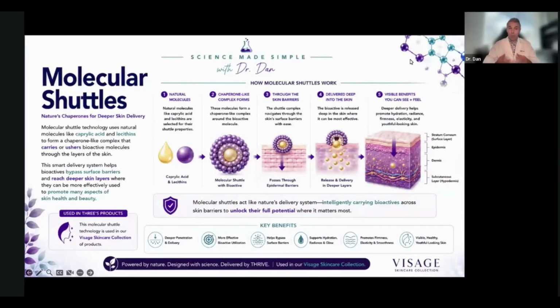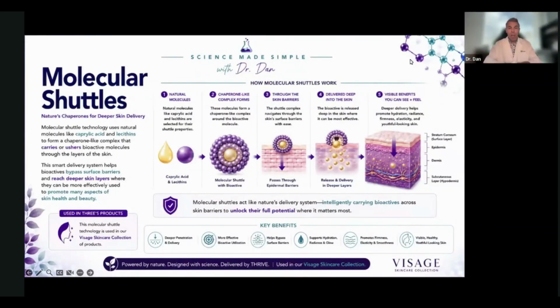And then the last approach, number 12, is what we call molecular shuttles. And we use this approach specifically for our topical skincare product, our Visage skincare collection. So absorption into the body through digestion and into the bloodstream is quite a bit different approach than absorption on the skin. And so we need to use different technologies to make sure that the ingredients in our Visage skincare line actually can be absorbed deep into the skin.